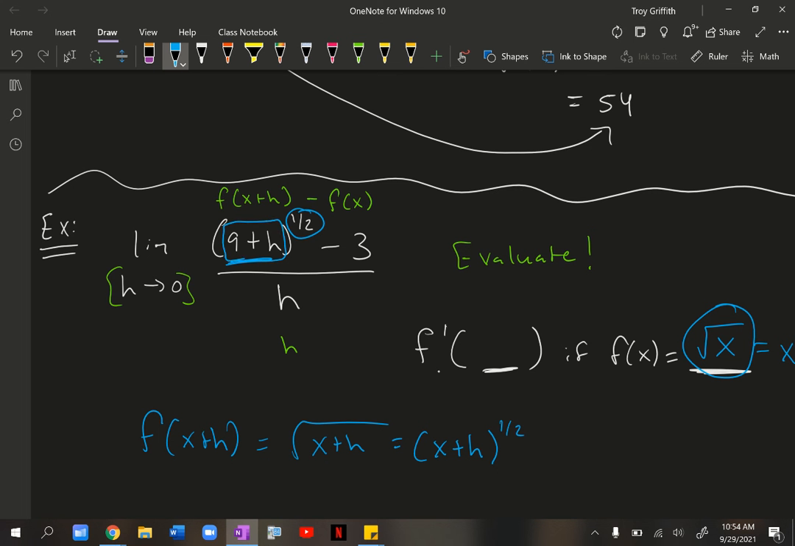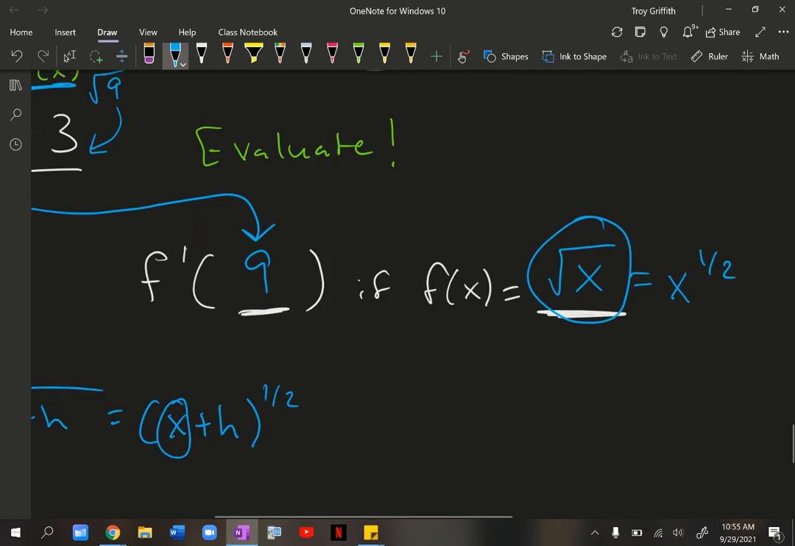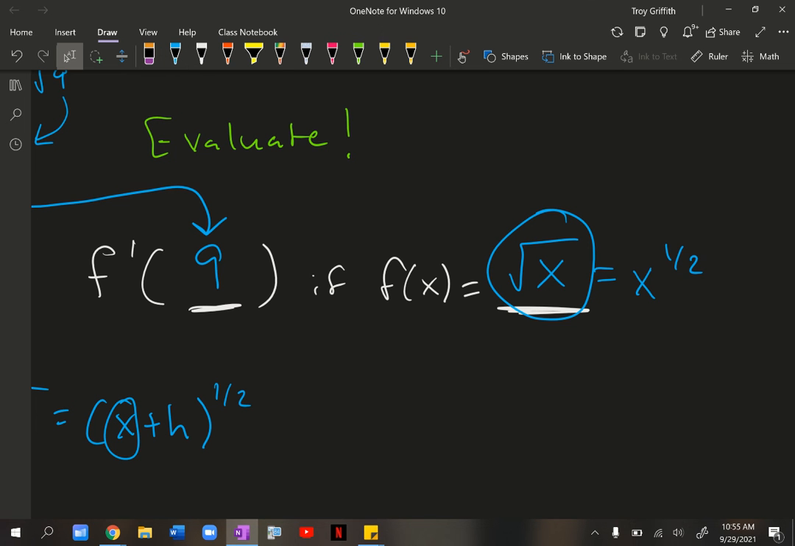But if we think about what the x value is, well, the x value is 9. So what this is asking me here is, what's f prime of 9 if f of x is equal to the square root of x? This also makes sense because if f of x is the square root of x, if I plug in 9 for x, guess what I get? The square root of 9 is 3. And so all of this is making sense. And so once I figure this out, now I can do the rest of this math.